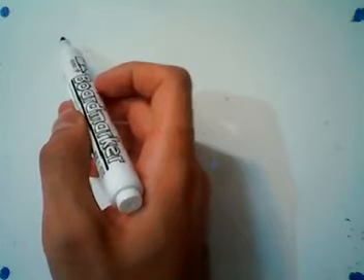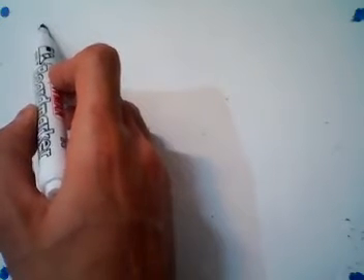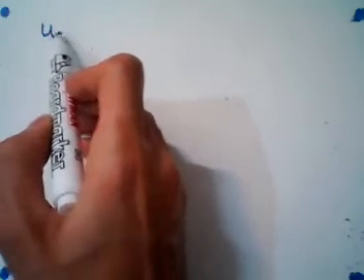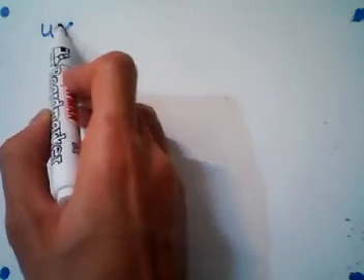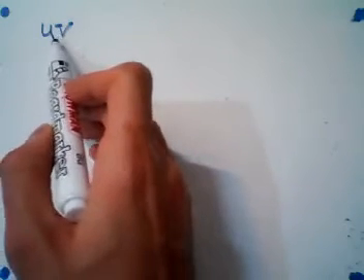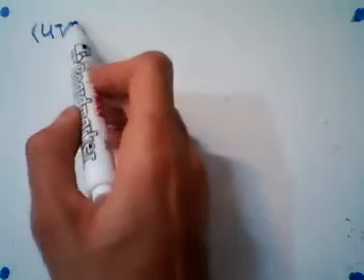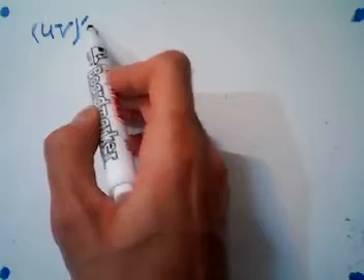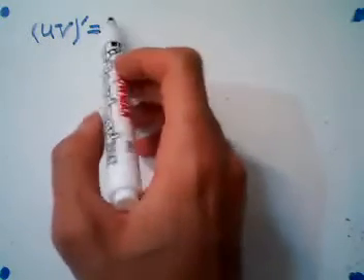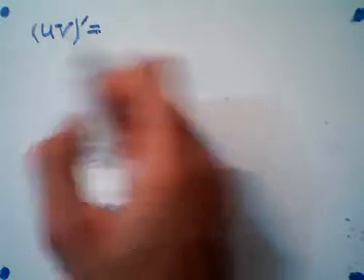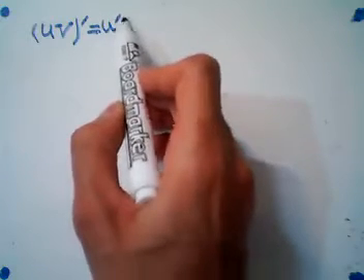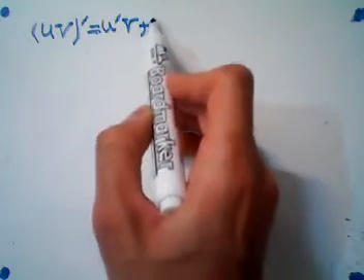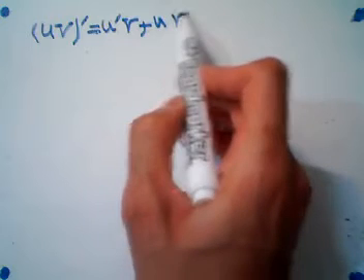As you may remember from the differential calculus, suppose u and v to be functions of x. From the differential calculus, the derivative of their product equals the derivative of u times v plus u times the derivative of v.